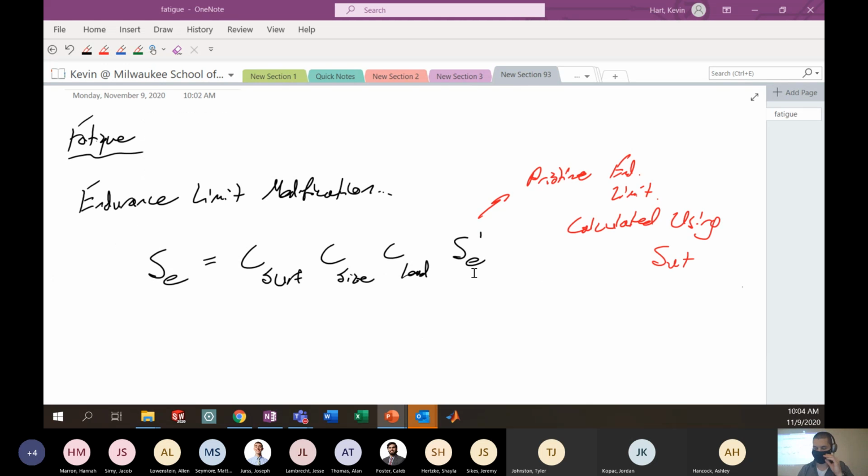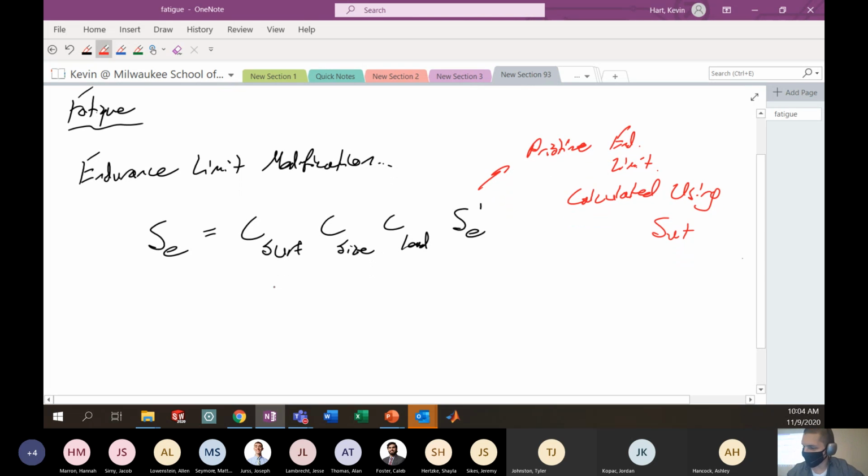So that's how we get the pristine endurance limit, and now we have to modify that pristine value for certain characteristics, including the surface roughness, the size of the piece, and the loading type that we have. So last time we talked about how to modify for surface roughness, and we said that this was equal to A SUT to the B, where these constants A and B are given based on experiment again.